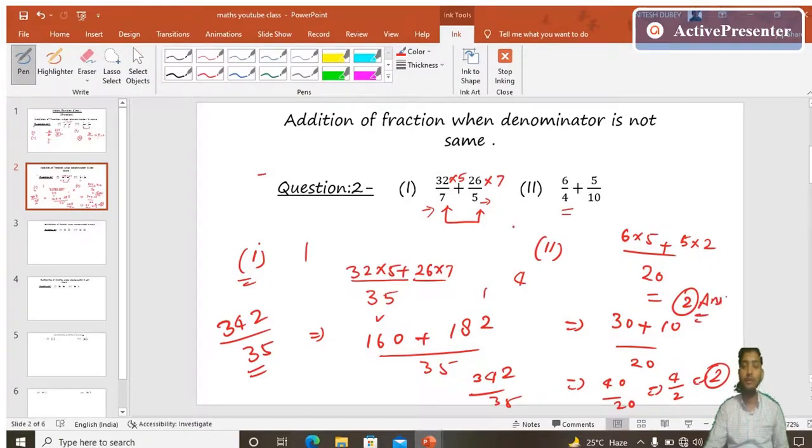And the process is: take the LCM of the denominator, and multiply the first part of the denominator into the LCM. Okay, then count the table. It means 4 5s are 20, then multiply 6 into 5, 10 2s are 20, then multiply 5 into 2.